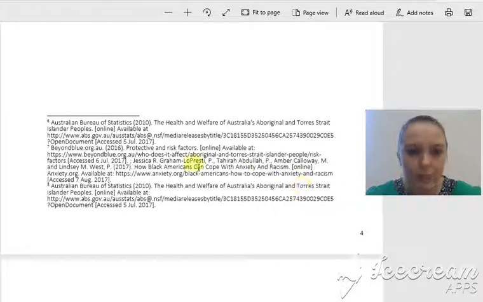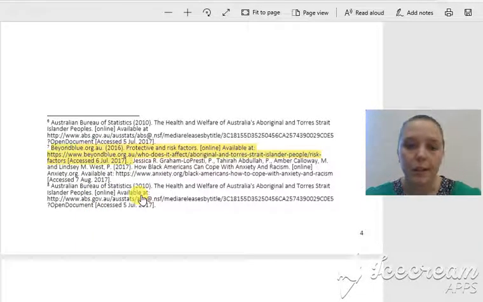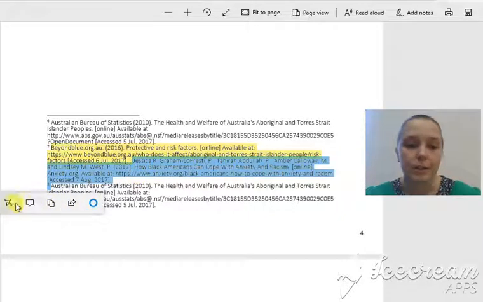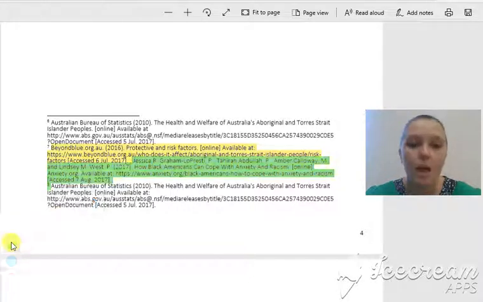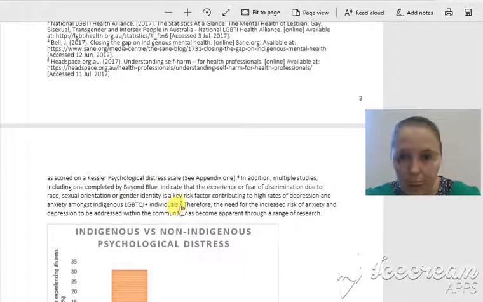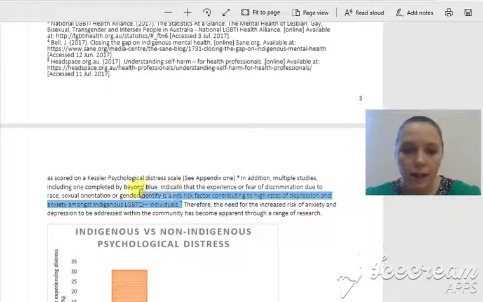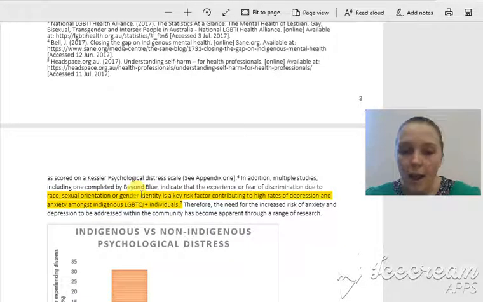Let's see if we've got two in here. Yes, we do. So what you'll notice is in footnote 7, we have the Beyond Blue reference. Then you'll notice we have a semicolon and we have a second reference here by Jessica Lepresti. And they've put them both under number 7 because at that sentence, number 7, here it is, okay, fear of gender discrimination is a key risk factor, and that is supported by both of those resources.